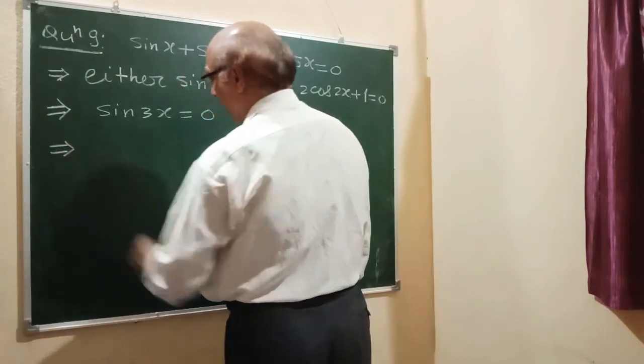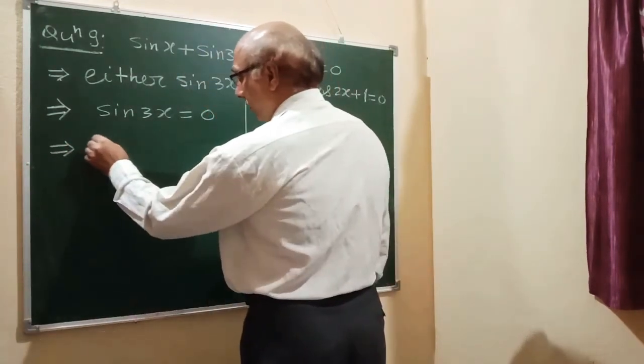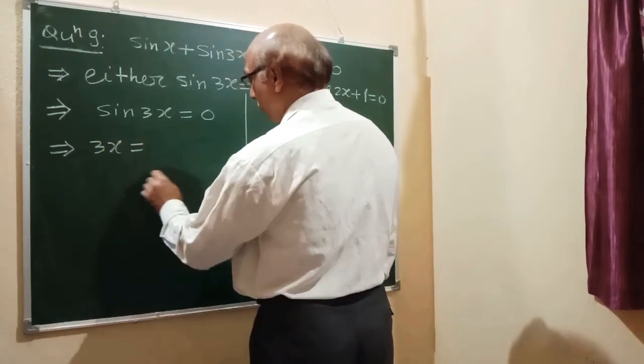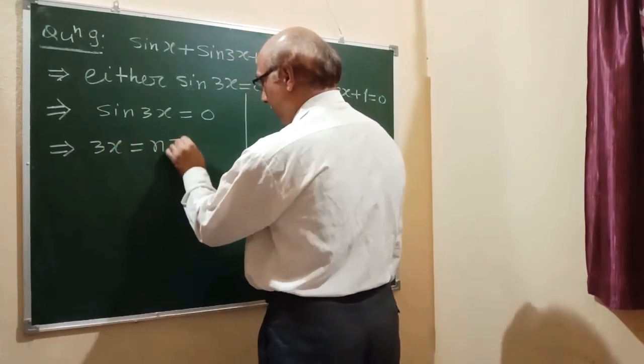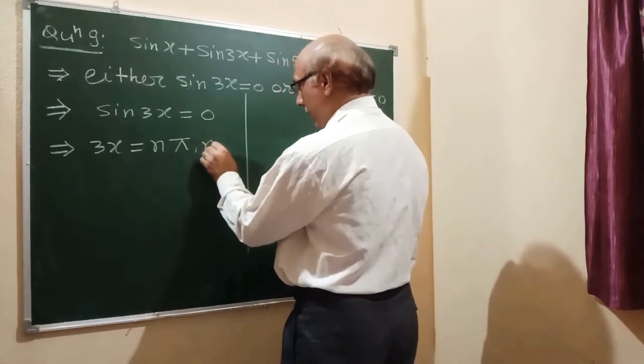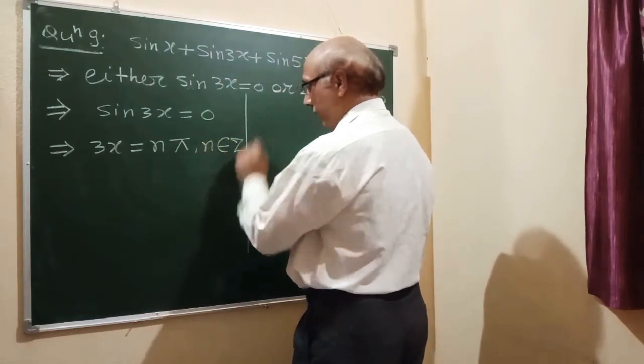This implies that 3x is equal to n pi, where n belongs to integer.